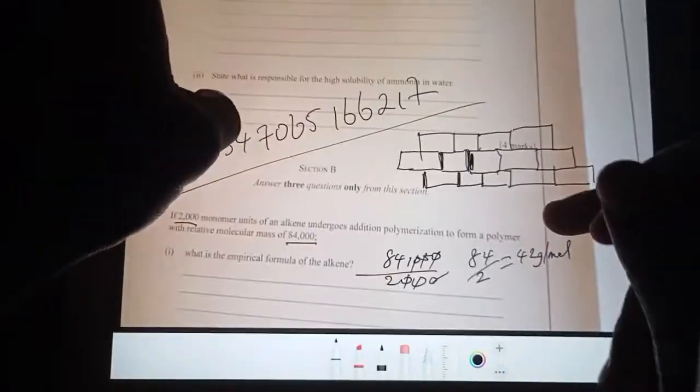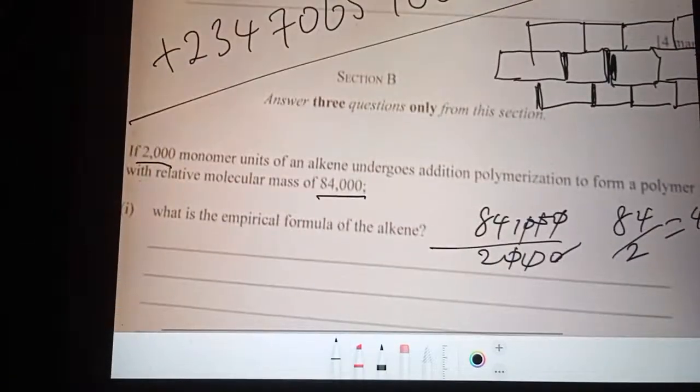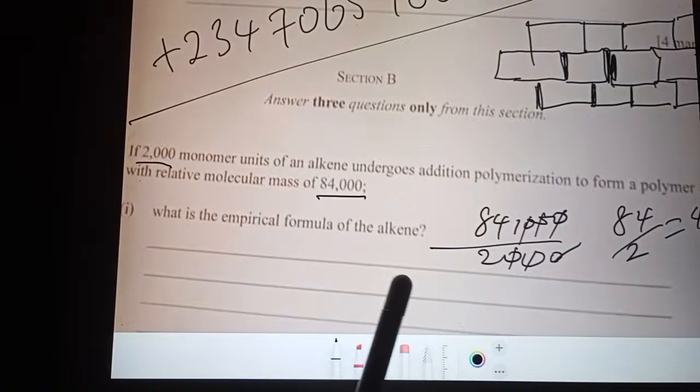So we have gotten that. They say, what is the empirical formula of the alkene? We have already known, they said alkene. What is the empirical formula of the alkene?